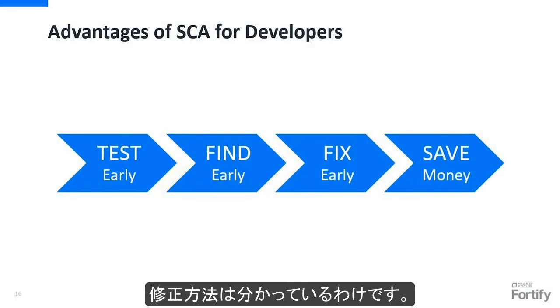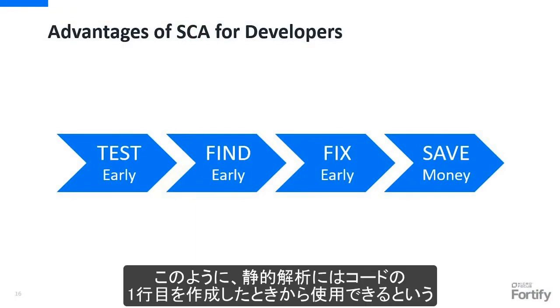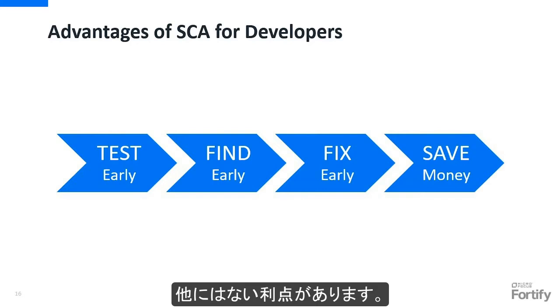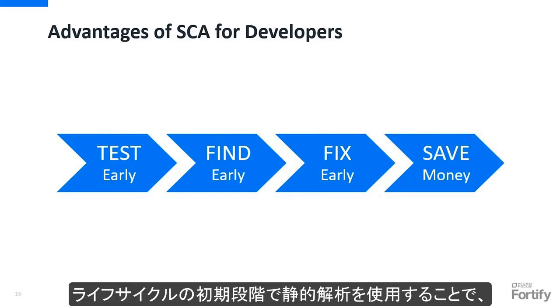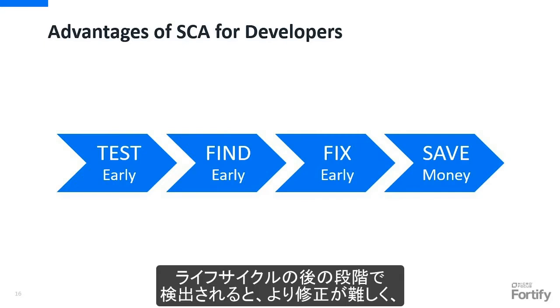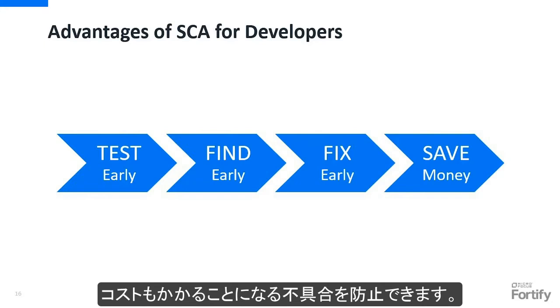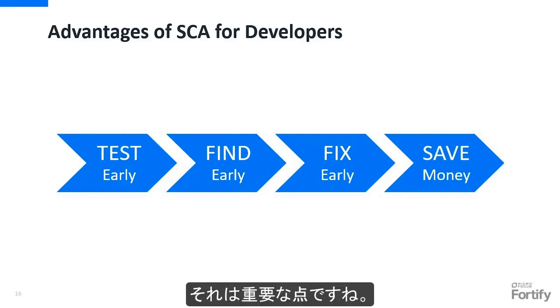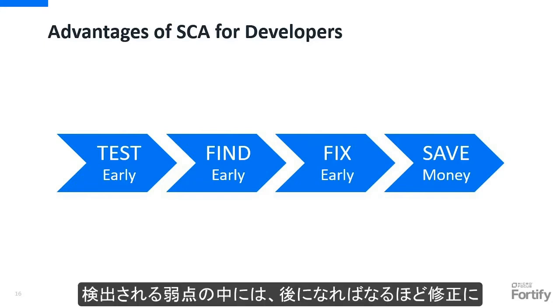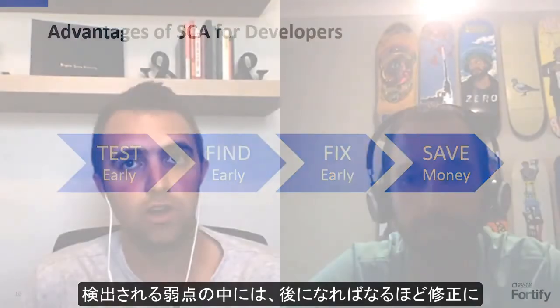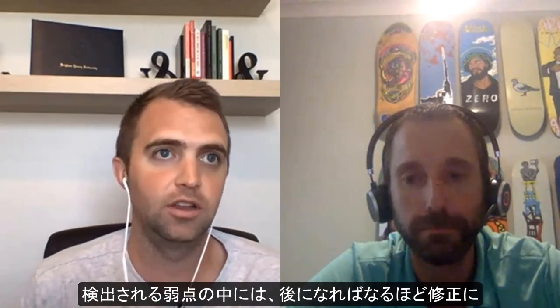So it's very unique in that it can be used from developing the first line of code. You can use static analysis early in the life cycle to prevent more costly defects that are found later in the life cycle, right, that are significantly more difficult and more costly to fix. Yeah, and I think that's an important point you touched on. It becomes more costly to fix the longer you put off, some of these weaknesses that are discovered.